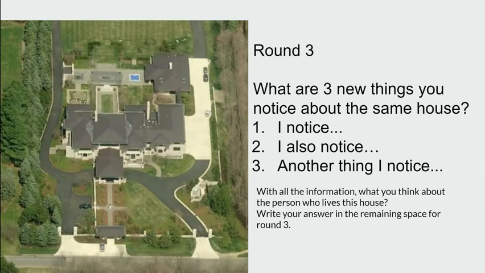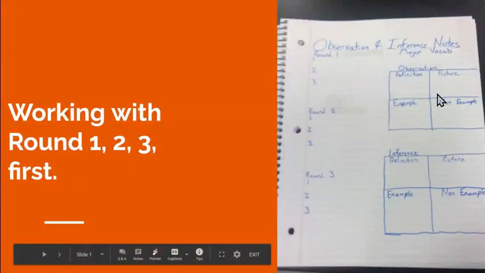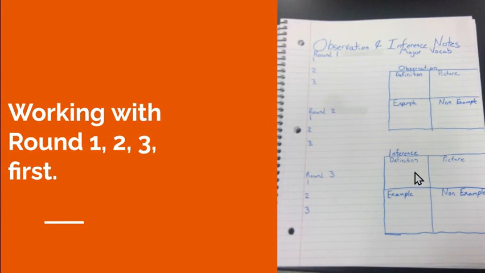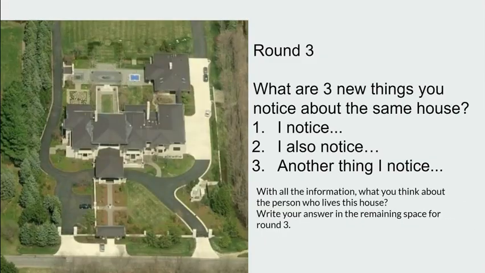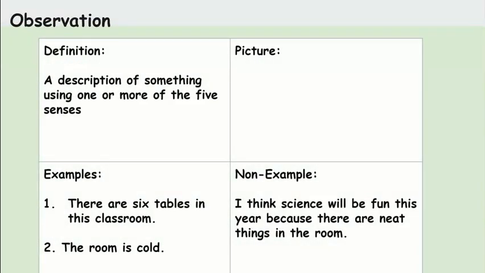But we're going to shift over to these boxes here. You have some notes that we want to get down for these words, observation and inference. So go to that box for observations, because we're going to fill that in. Now, an observation, by definition, is a description of something that uses one or more of the 5 senses. So you need to write that in there.